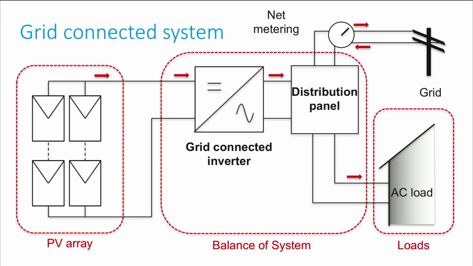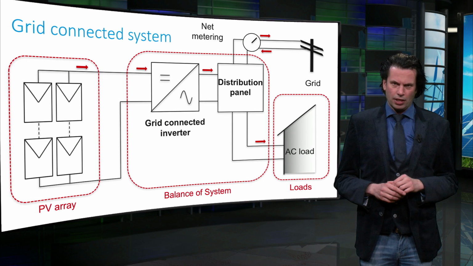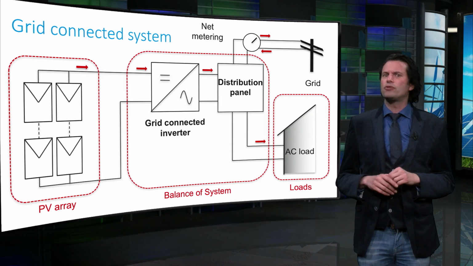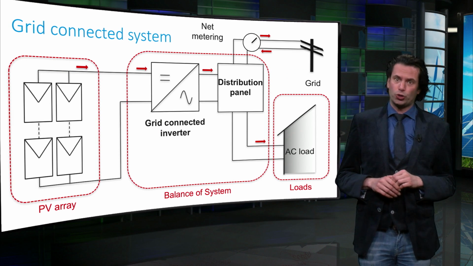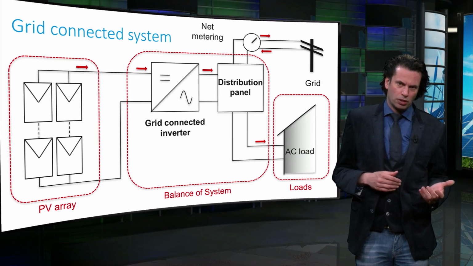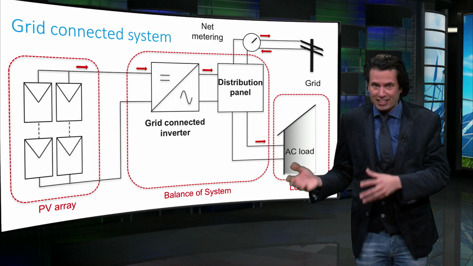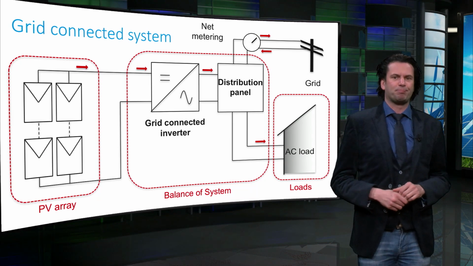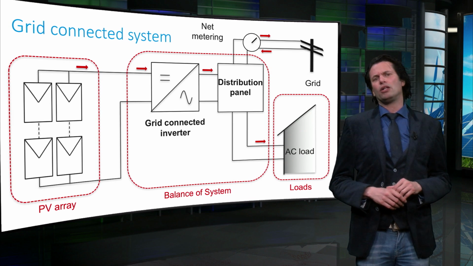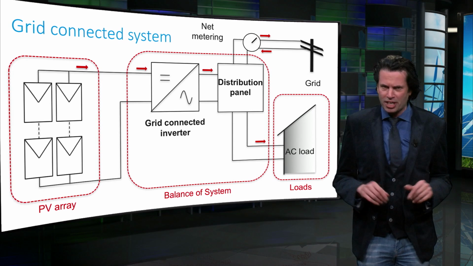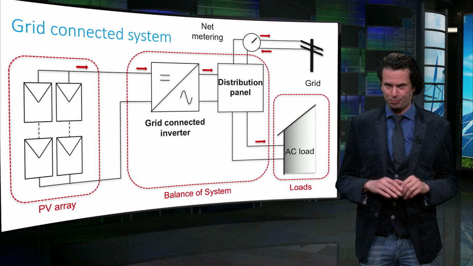A net meter is nothing but a two-way power measuring instrument. This meter takes into account not only the power consumed from the grid by the consumer, but also the power fed to the grid by the PV system. Now we will look at the important concept of system efficiency.